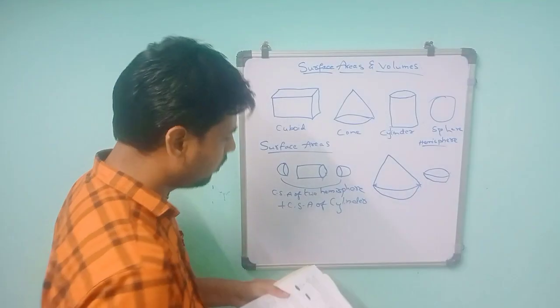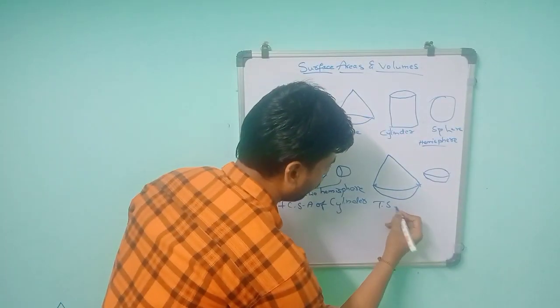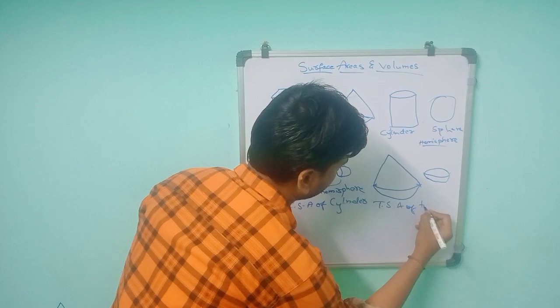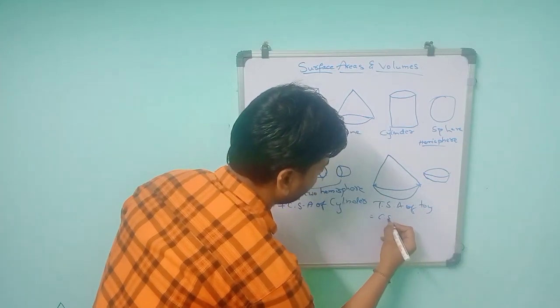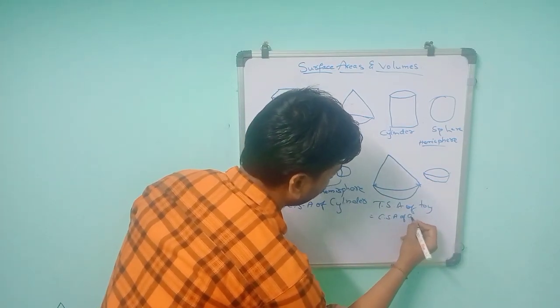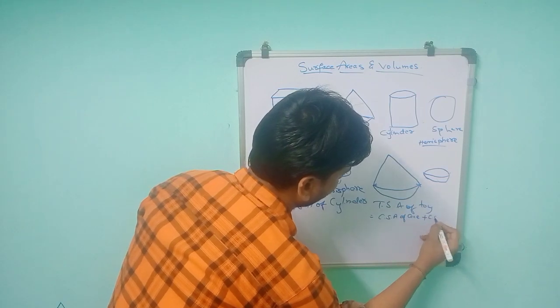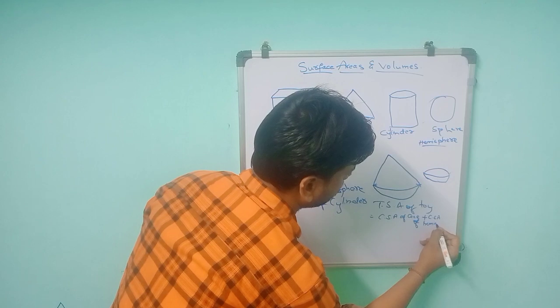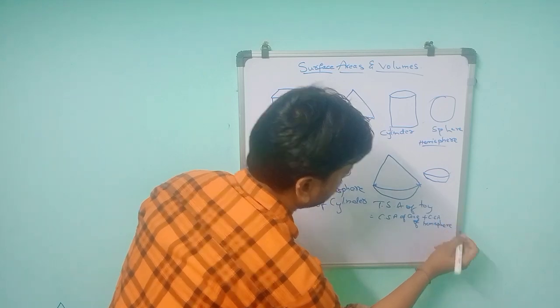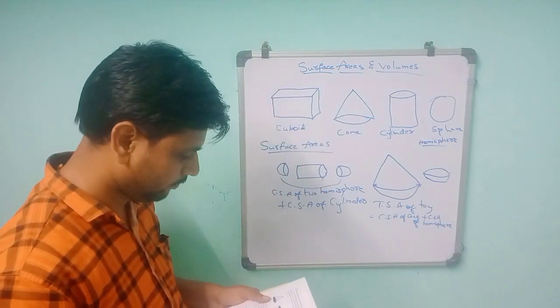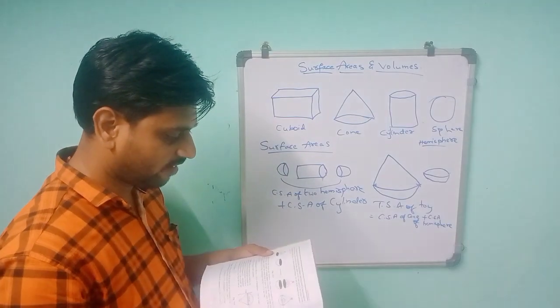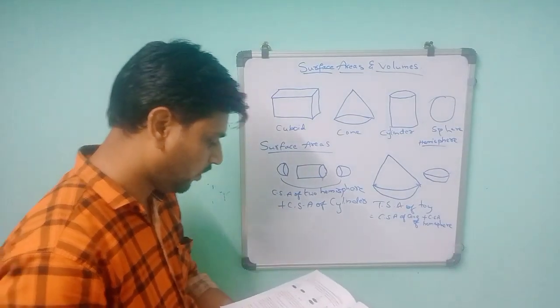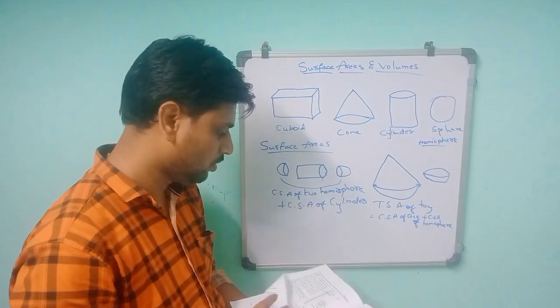So for the second one, the total surface area of the toy is equal to the curved surface area of the cone plus the curved surface area of the hemisphere. Like that, they gave four examples. I will teach you the first one and the second one first.